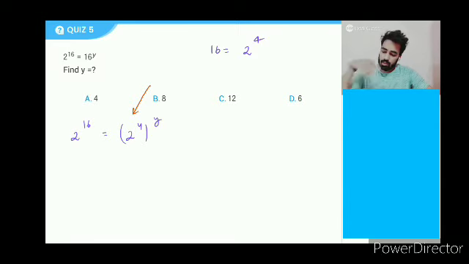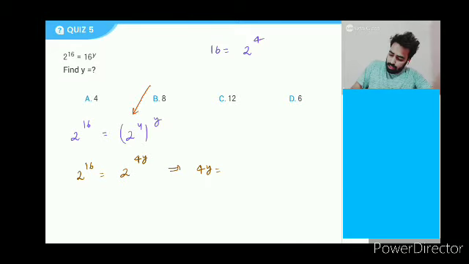Okay, let's start the countdown. 10, 9, 8, 7, 6, 5, 4, 3, 2, and 1. Very simple question. I have 2 power 16 is 4 power y. I'll write it as 2 power 4y, because powers I can multiply. Now 4y I will equate to 16. The y value is 16 by 4, that is 4. Option A.